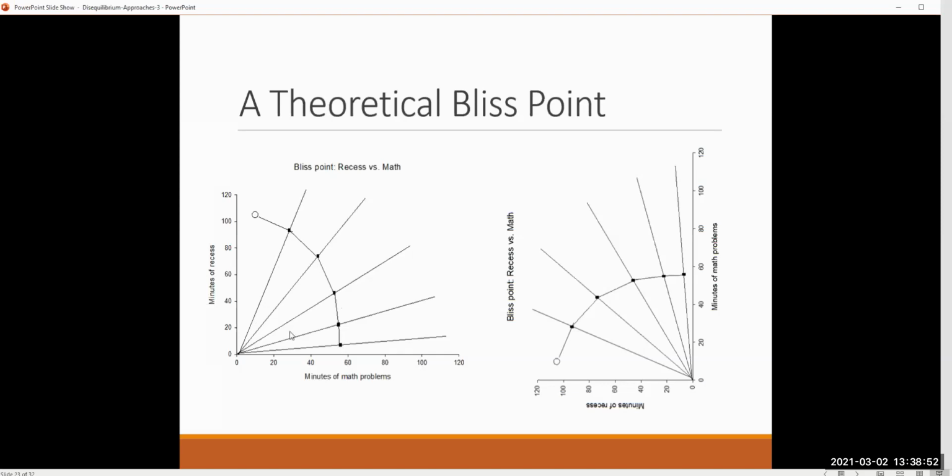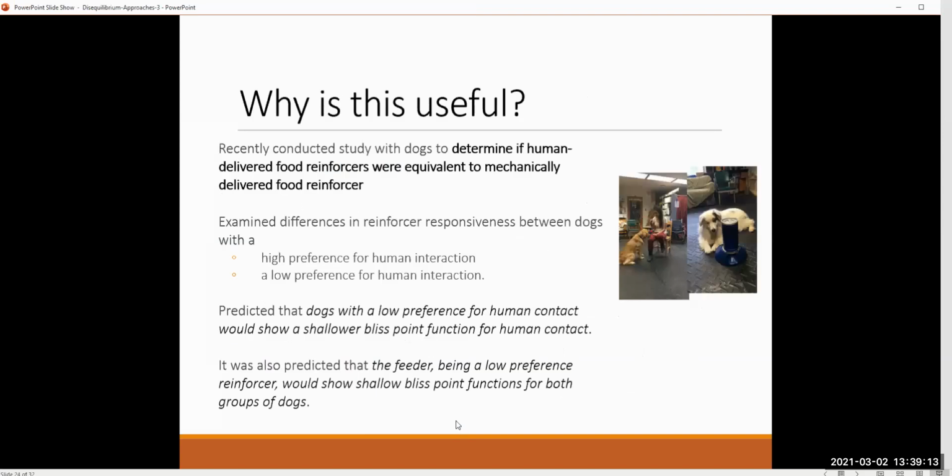And so what's happening is I'm having to do more minutes of math. I'm able to do fewer amounts of recess, and I won't want to do as many. If I have to do too many math problems, I quit. But if I don't have to do any math problems, I don't engage in any, I just do recess. So too much of anything is a bad thing. All right, so why is this useful?